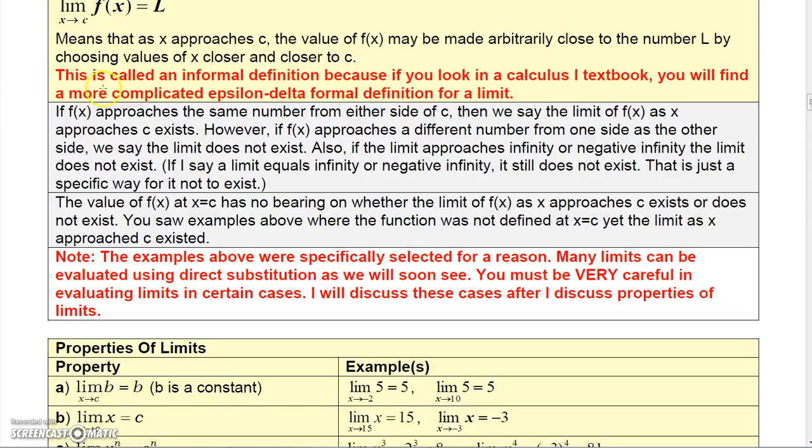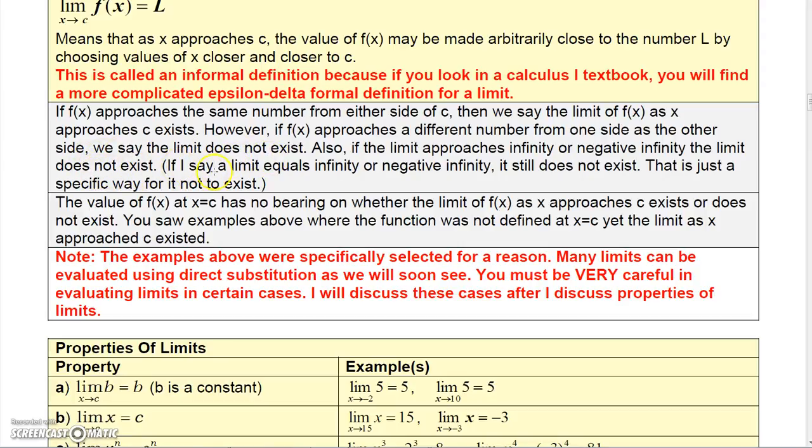Now, if you read this next paragraph, it says, if f of x approaches the same number from either side of c, then we say the limit of f of x as x approaches c exists. However, if f of x approaches a different number from one side than the other side, then the limit does not exist. Also, if the limit approaches infinity or negative infinity, the limit does not exist.